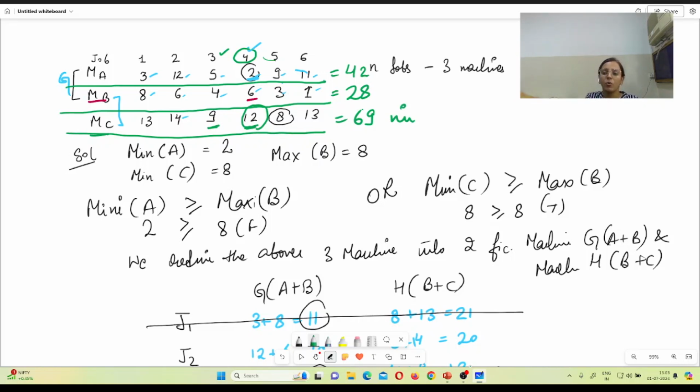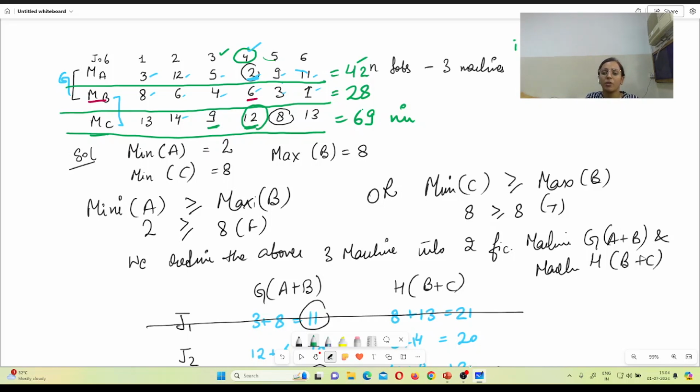Now, if I'm talking about the idle time for machine A, the total elapsed time is 77, right? This is a shortcut which I'm telling you. You can also apply this method. 77, and directly you subtract the 42 minutes taken by machine A. The remaining will be 35 minutes. That is the same as what we have done. So this is also one way.